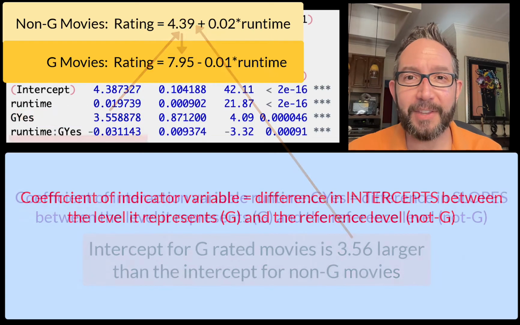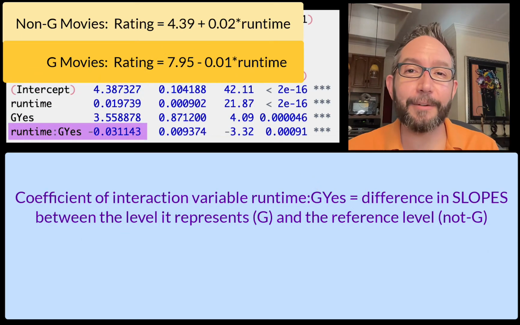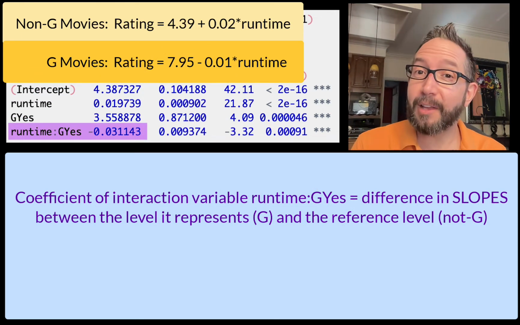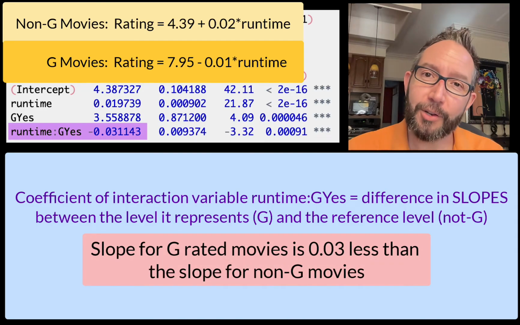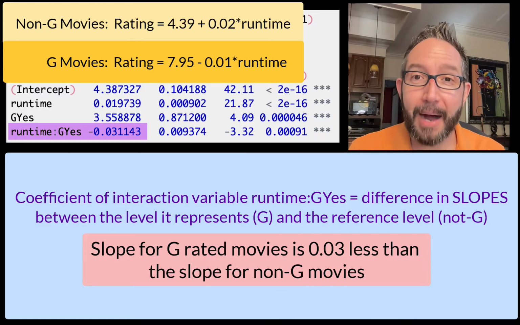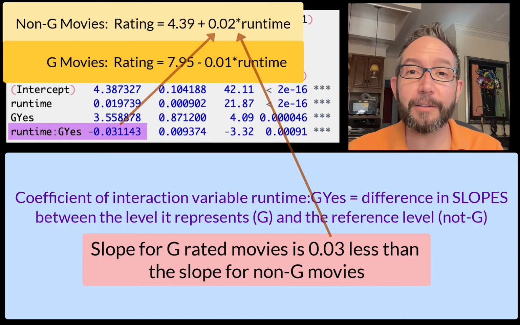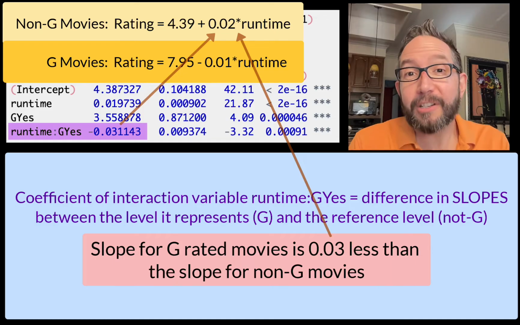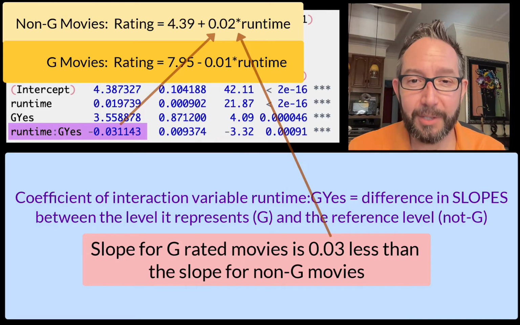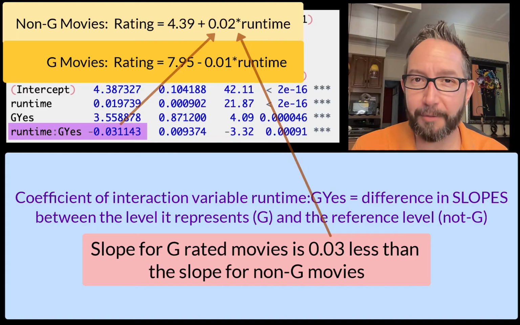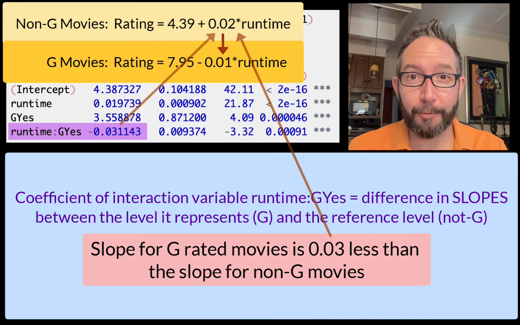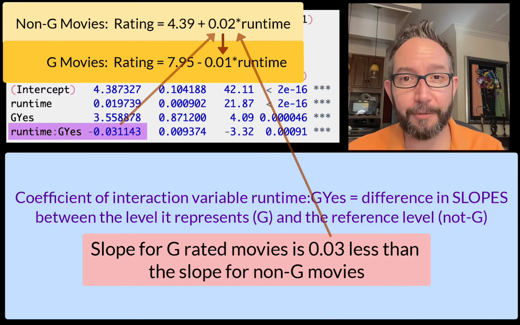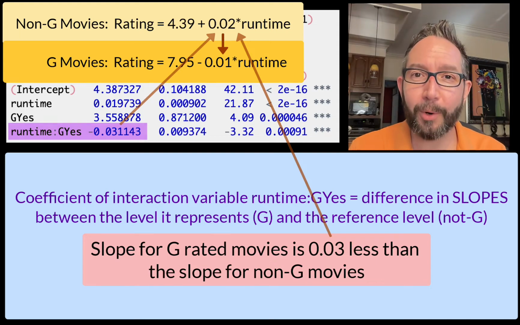The coefficient of the interaction term is going to let us know the difference in slopes for the regression line for our level of interest versus the reference level. So the coefficient of our interaction term is minus 0.03. When we group together those two terms that had runtime in them, we're adjusting the slope from 0.02, which was the slope for the non-G-rated movies, our reference level, downward by 0.03. We're subtracting 0.03 off of it. And what we end up with is a slope that's overall negative. The slope of the regression line for G-rated movies becomes minus 0.01.